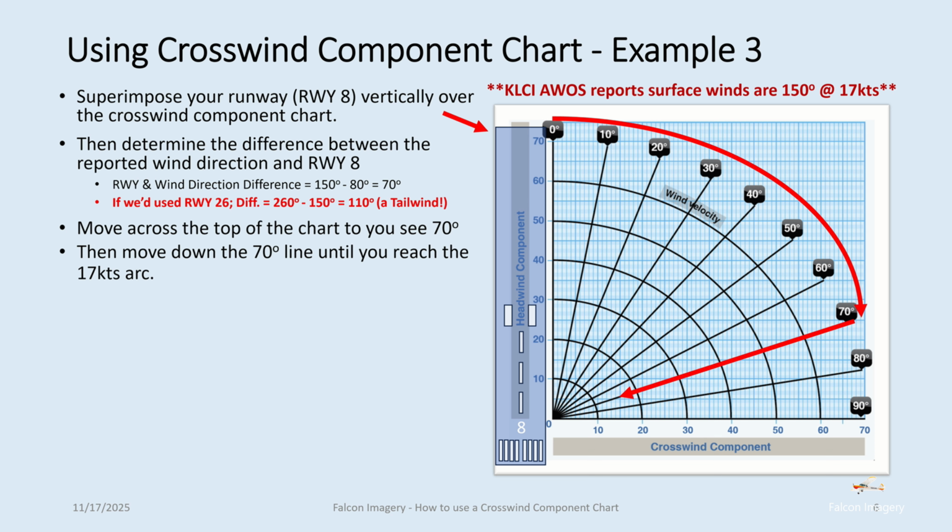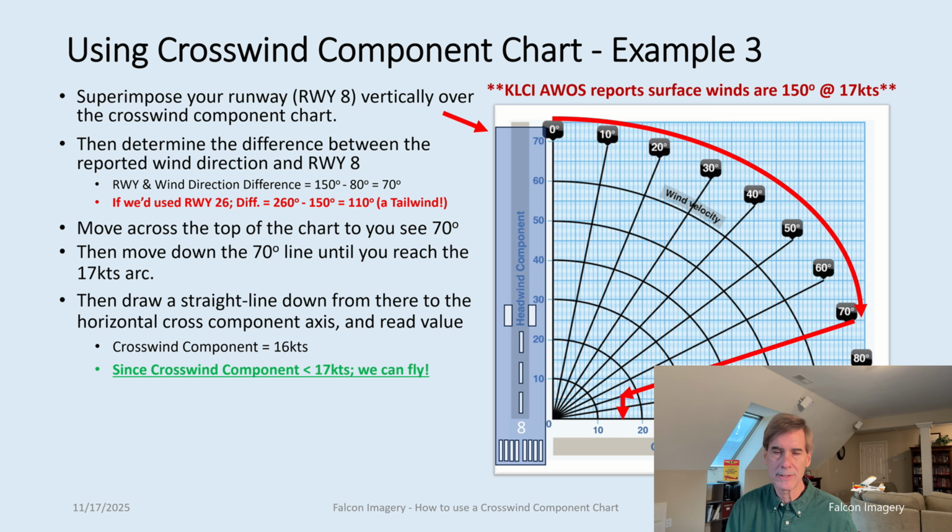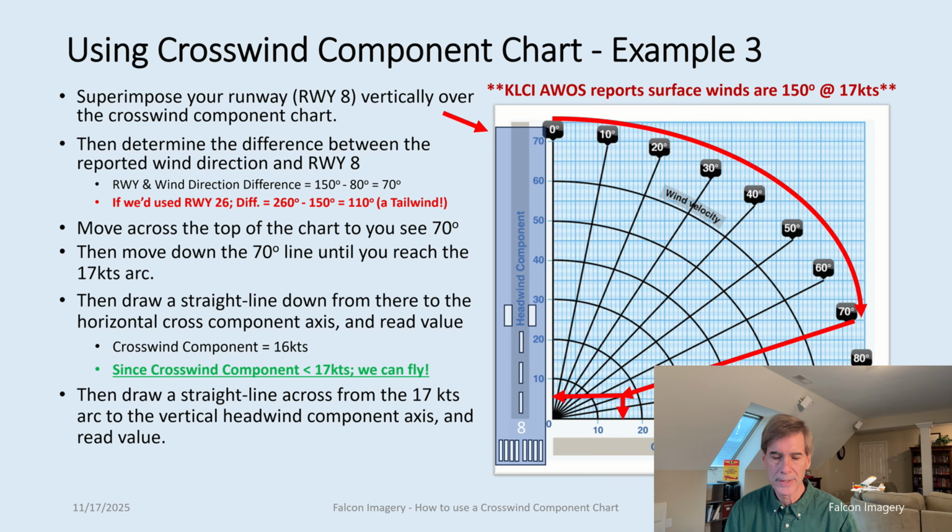And then we'll move down that 70 degree line until we reach the 17 knot arc. Then we'll draw a straight line down from there to the horizontal cross component axis and read that value. And we'll read 16 knots. Well, it's less than the 17 knots max demonstrated crosswind component, so we can fly.